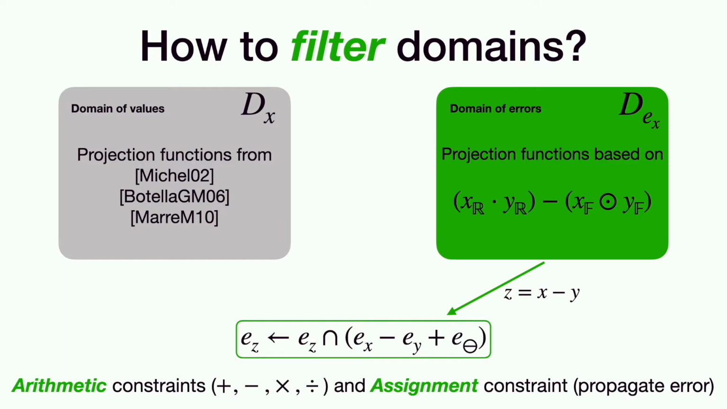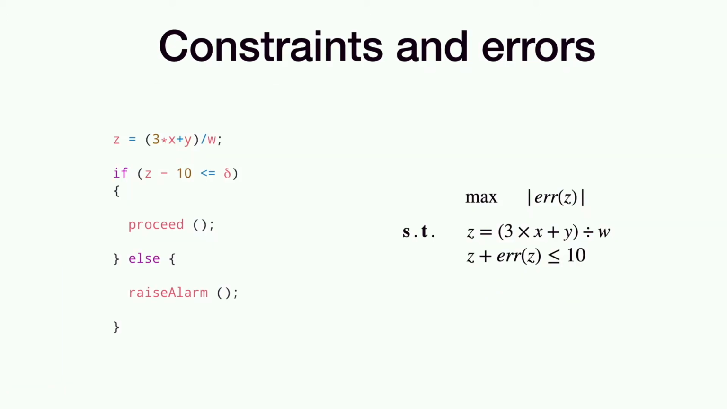The next step is to be able to express relations between errors. For this, we will use dedicated constraints. So let's go back to the motivating example. On the left, you have a piece of code that we analyzed earlier, and on the right, the model that we wrote and gave to our solver.